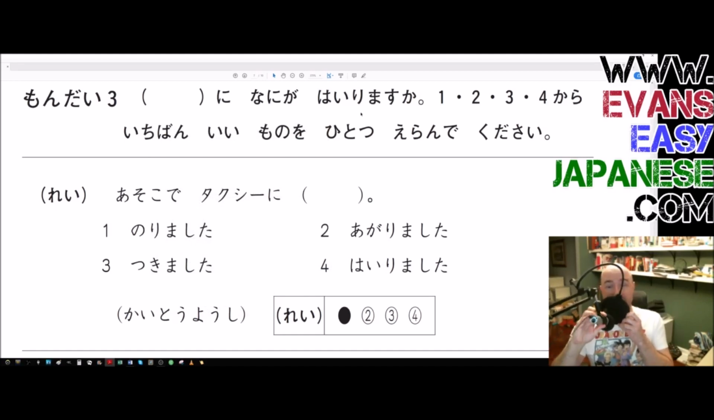We are finally doing some exciting... And it's not really that exciting, I'll be honest. It's kind of boring. But it's vocab. It's not just kanji. So this is the third set of questions in the vocab thing. It basically says just what goes inside the blank.